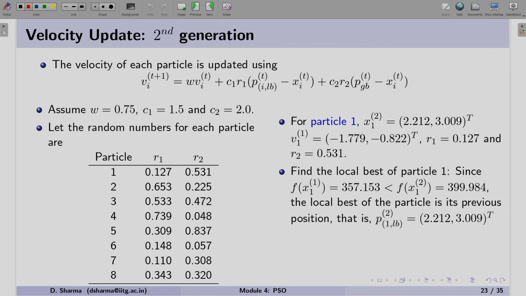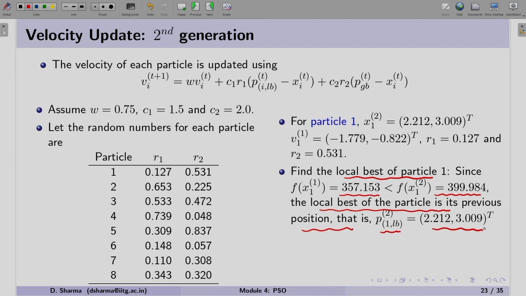To include this calculation into the velocity, first we have to find the local best of this particle. How can I find it? We have to compare the fitness. As you can see, this is the fitness at the previous position and this is the fitness at the current position. We can see that the previous position was better than the current position, so the local best of the particle is its previous position, that is, PILB2 remains the same as the previous one.